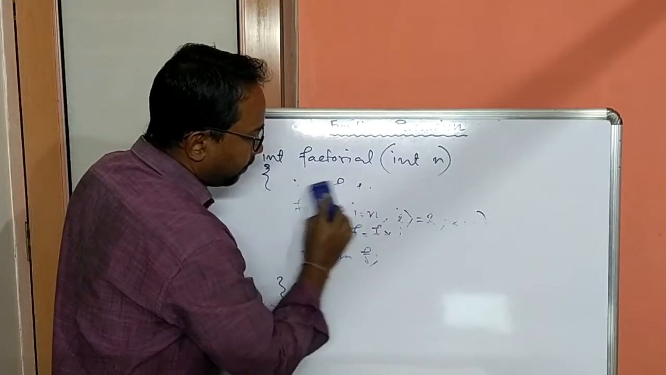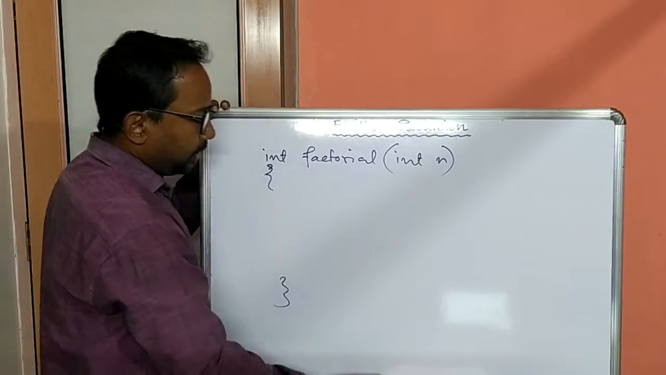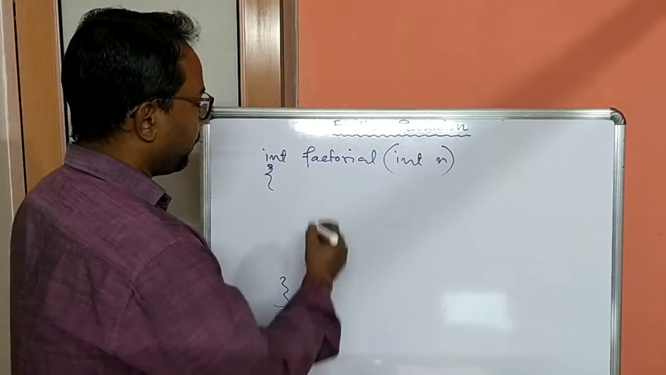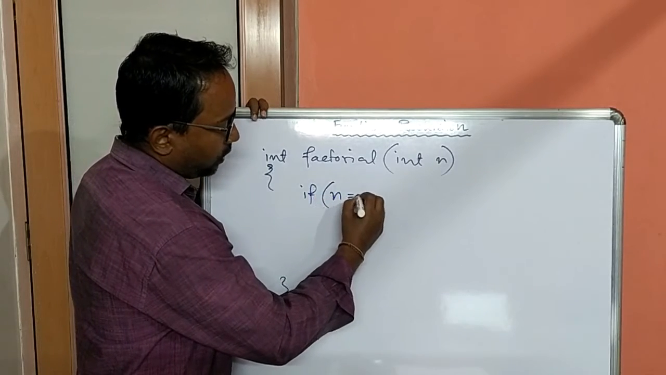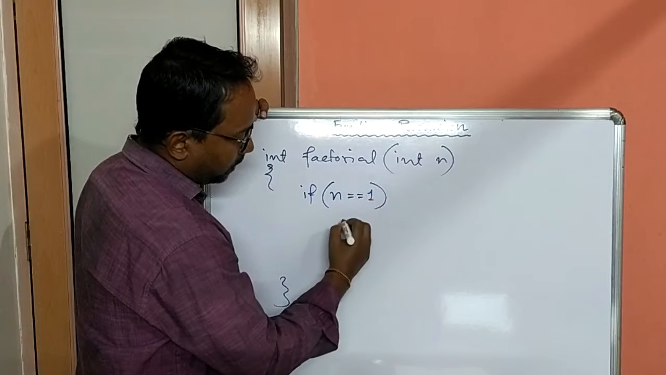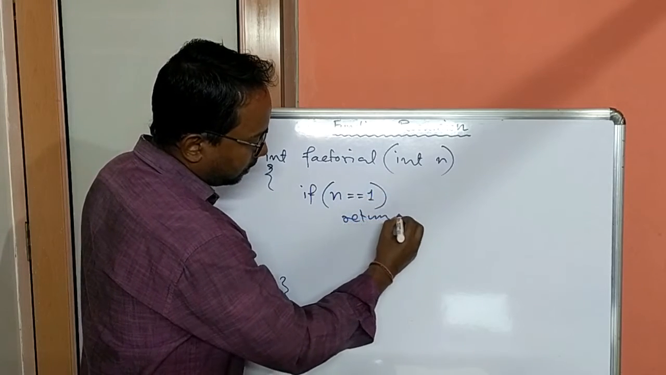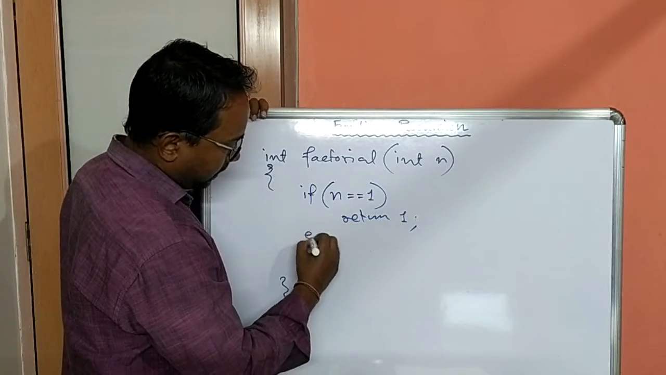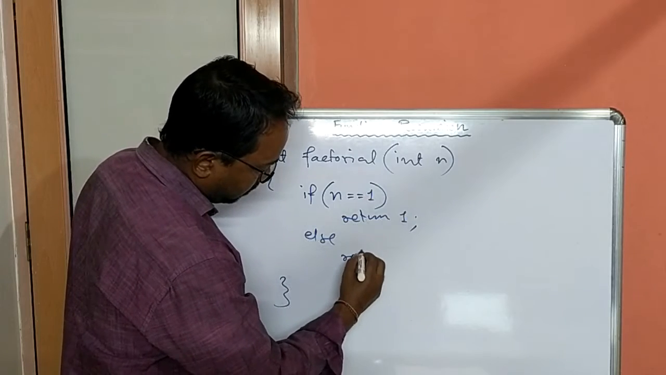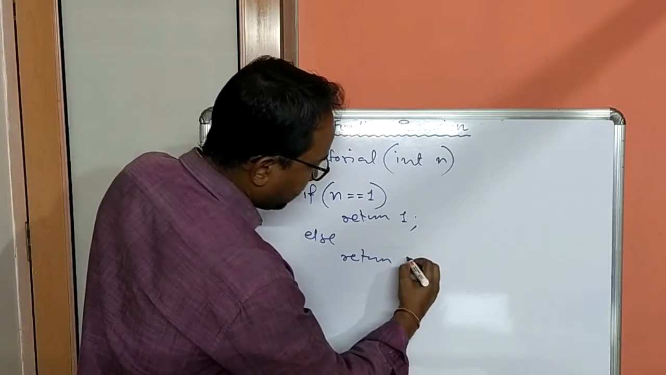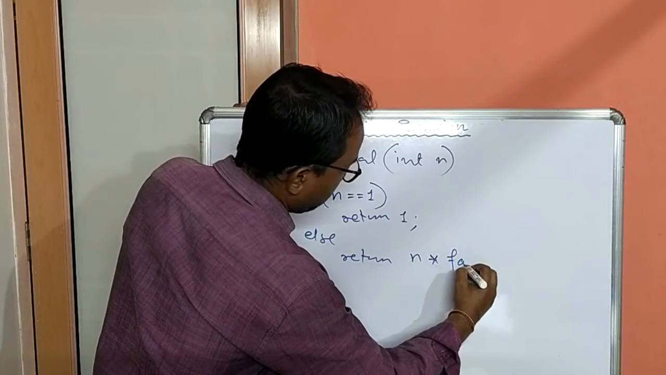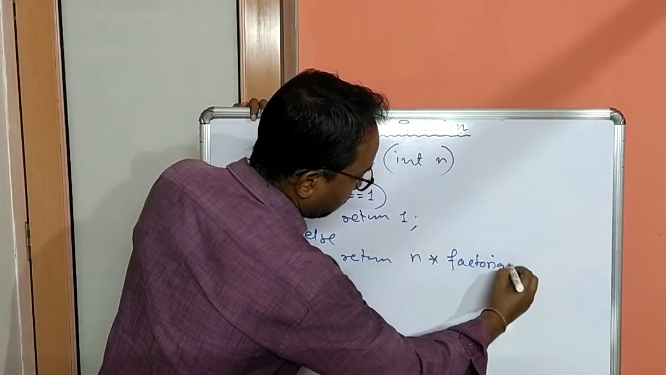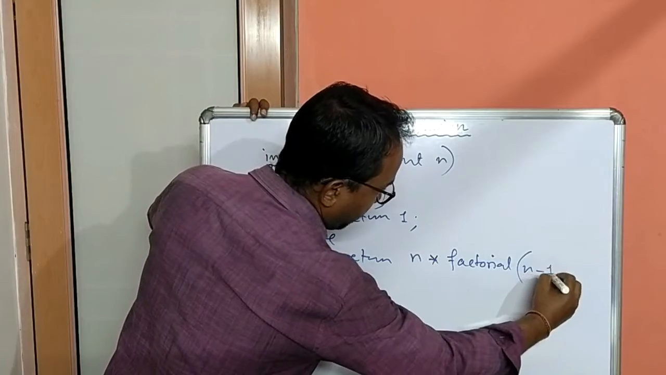Now we will write the same functionality using function recursion. Here I will check one condition: if n is equal to 1, then we will return 1. Else, we will return what? n star call statement, factorial of n minus 1.